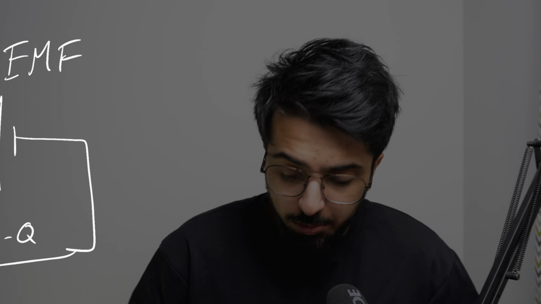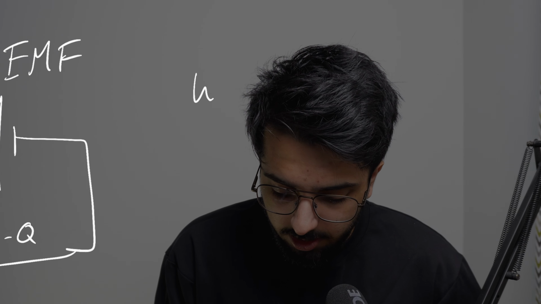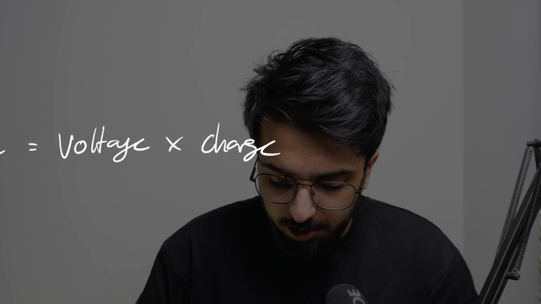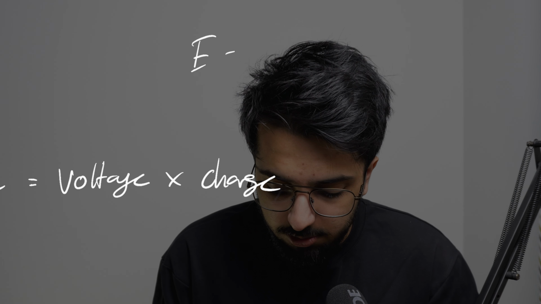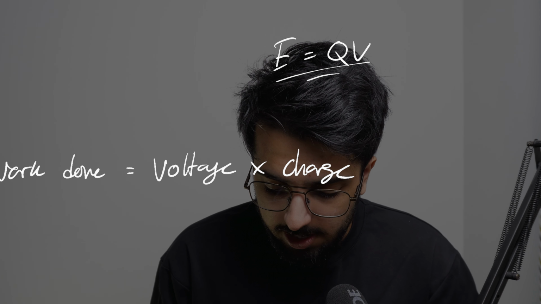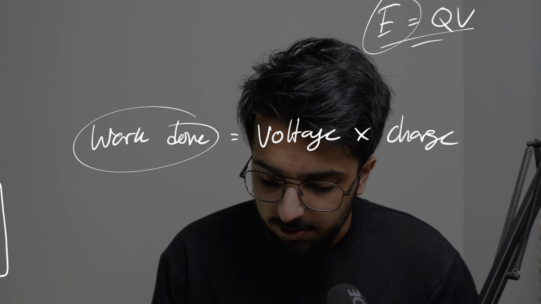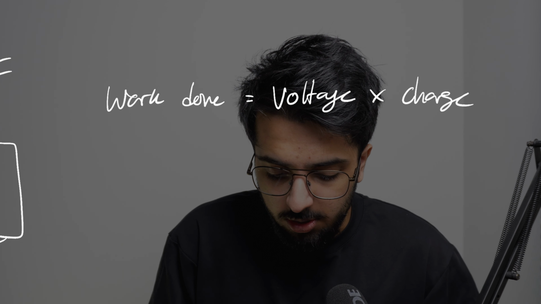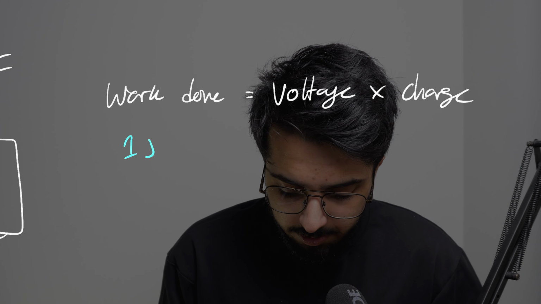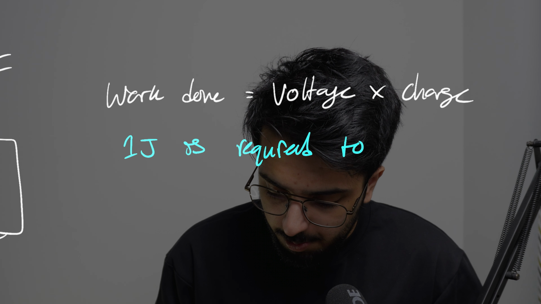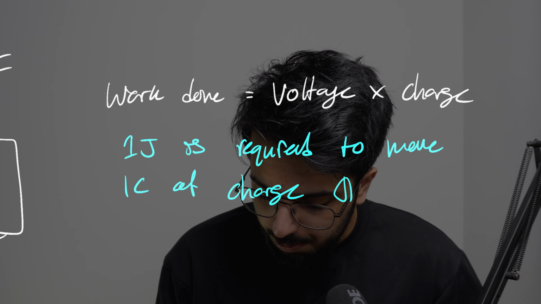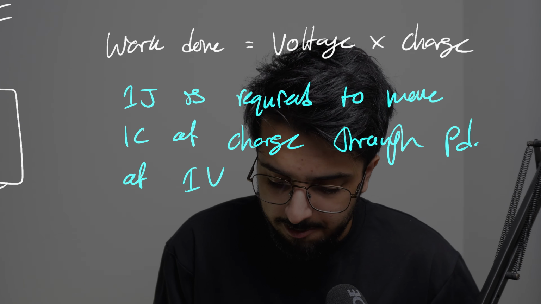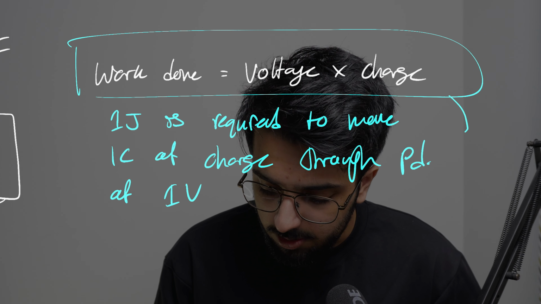And so we have our formula from level 2, which says our work done is equal to the voltage times the charge. And if you don't remember this formula, it took the form of E is equal to QV, okay? So we have our E, which is our energy, and that's our work done, obviously voltage, and then Q for charge. And so what this equation says in words is that 1 joule of energy is required to move 1 coulomb of charge through a potential difference, which we can denote as PD, of 1 volt. So that is what this equation says in words.